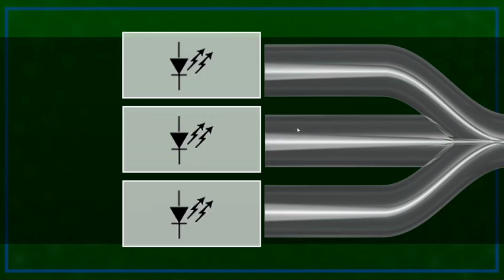This is the diode which gives the signals: on, off, on, off. So this is from the binary forms.